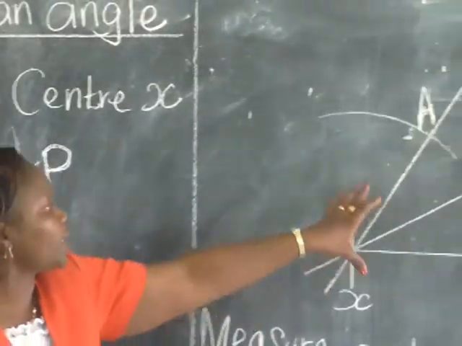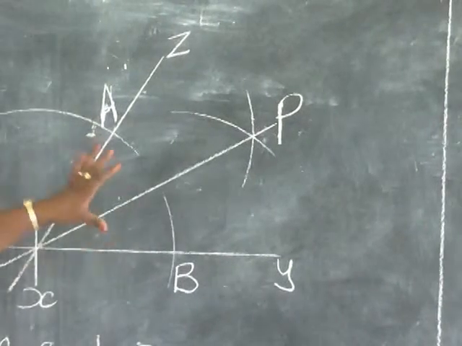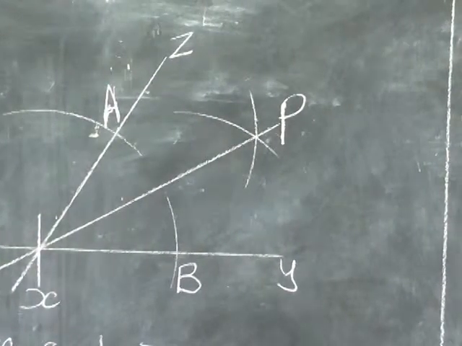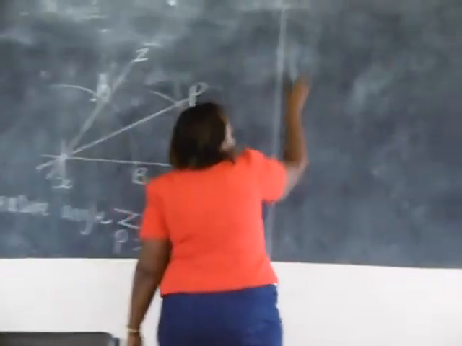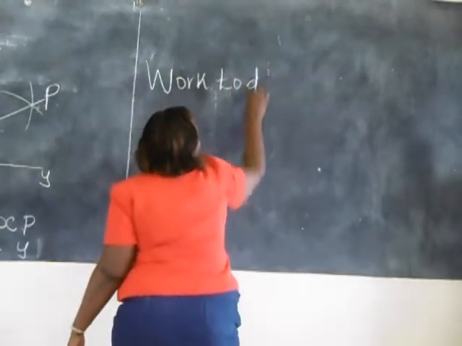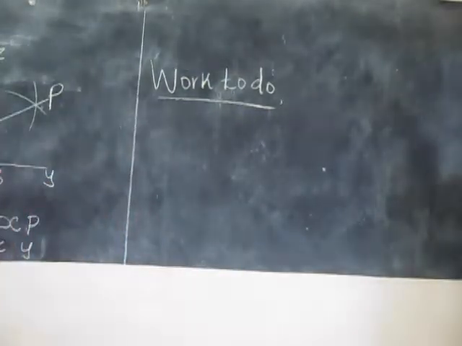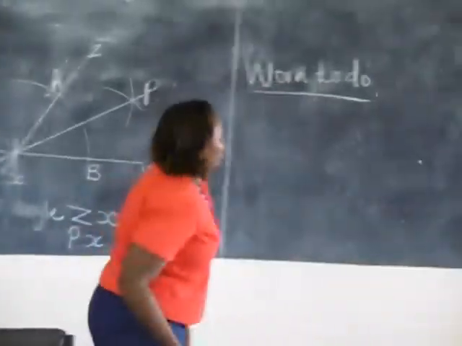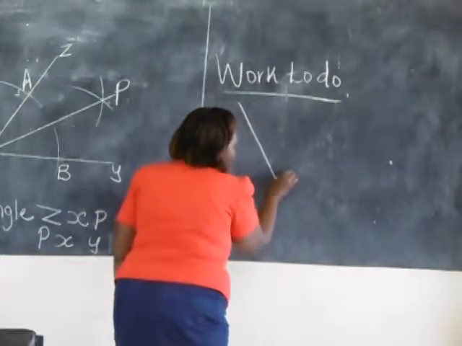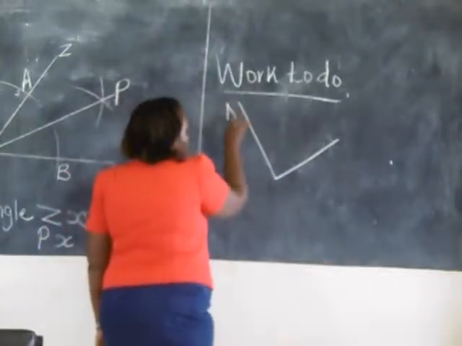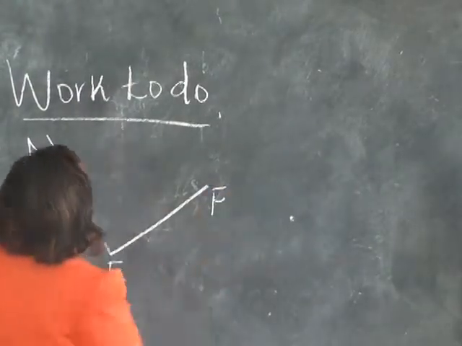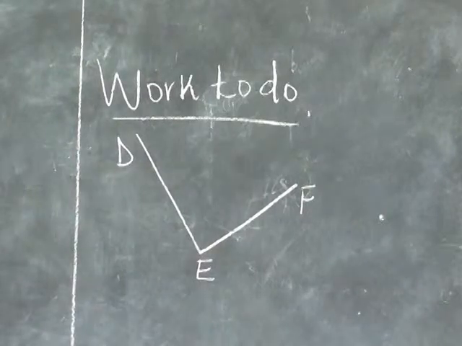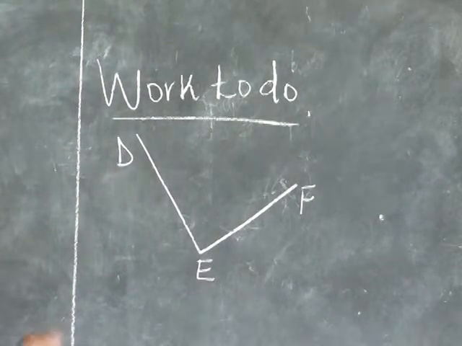Now, during your free time, make sure that you also measure this angle. That's the next figure that you have. Measure the angles and see whether the angles are equal. So, before we end our lesson, I want to give you some work to do. Go and practice how to bisect angles. The angle that I'm going to give you, I will draw on the blackboard: D, E, F. So, in the next lesson, when I come back, I will check whether you have been able to bisect angle DEF.